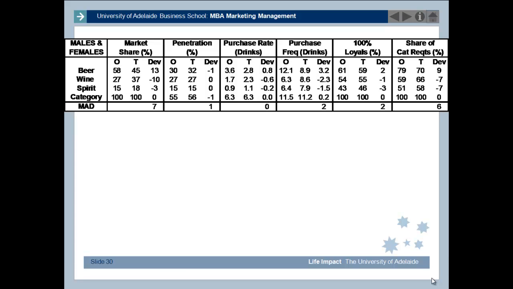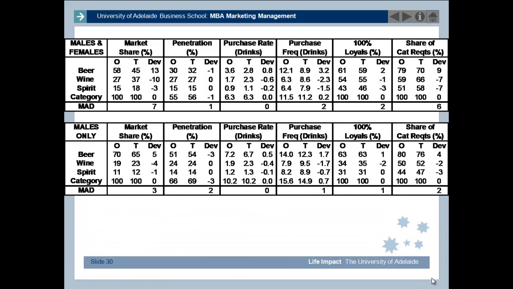So I put males and females into the model, and we end up seeing consumption levels, market share of beer, a huge deviation in that direction around market share and penetration against beer, wine, and spirits. Really quite large deviations there; the model doesn't fit very well.